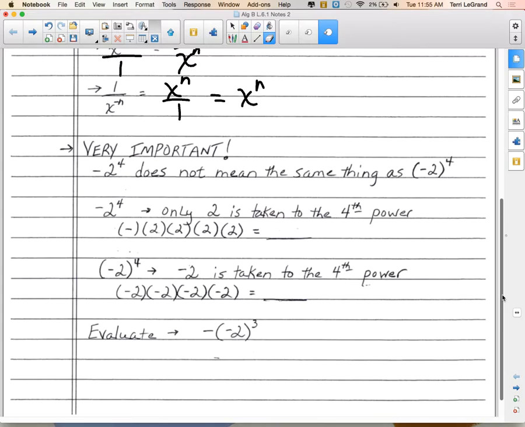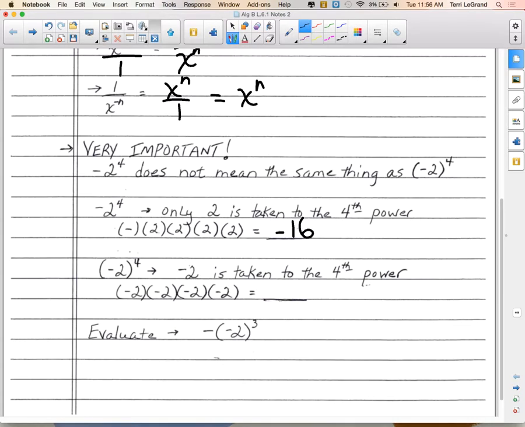So what would that be? We don't need our calculators. What's 2 times 2? 4, and then times another 2. 16. And then times another 2. So this would be 16, and then we have to make it its opposite. Negative 16. And if you put it in your calculator just like that, negative 2 raised to the 4th power, your calculator should say negative 16.